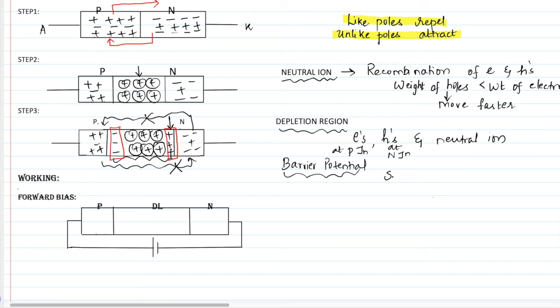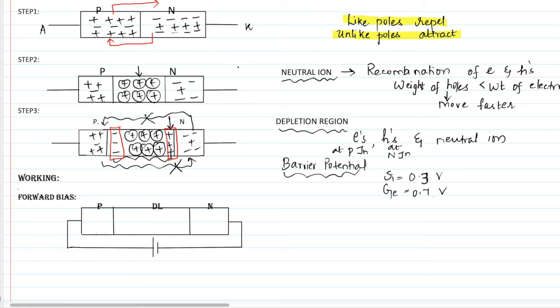For silicon, the barrier potential is 0.7 volt, 0.3 volt for germanium. So this barrier potential is actually stopping the holes and electrons from further recombination. Now there is no movement of electrons and holes.